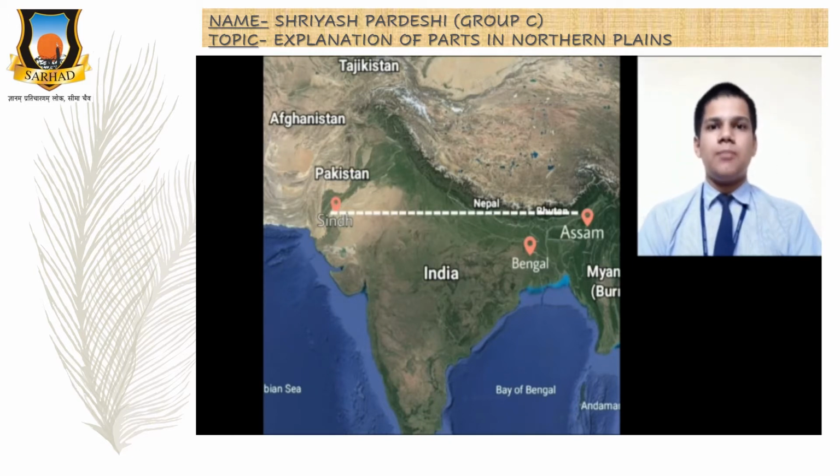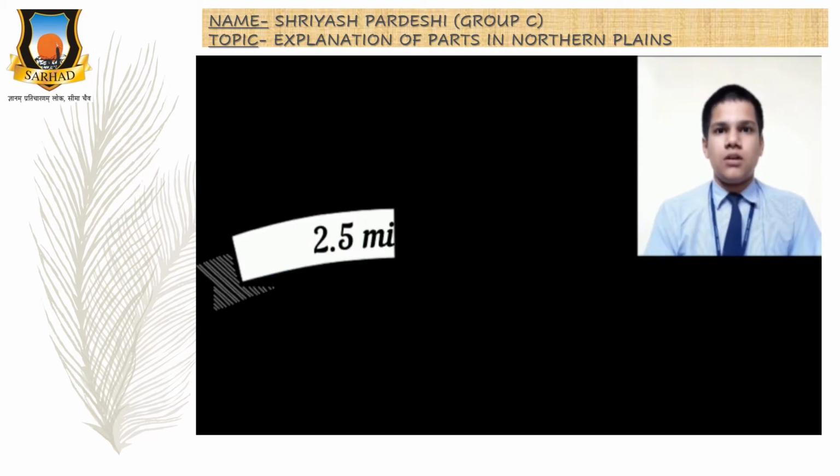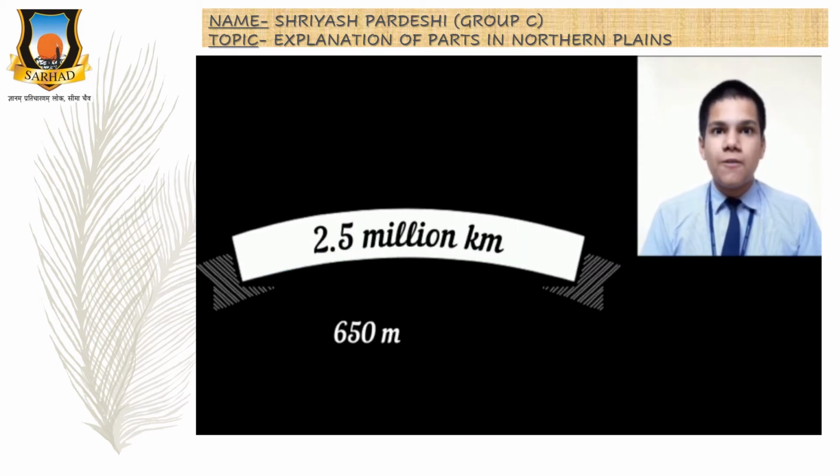As shown in the map, this plain starts from Sindh in the west to Bengal and Assam in the east. It is a 2.5 million square kilometer, or approximately 630 million acre, fertile plain.